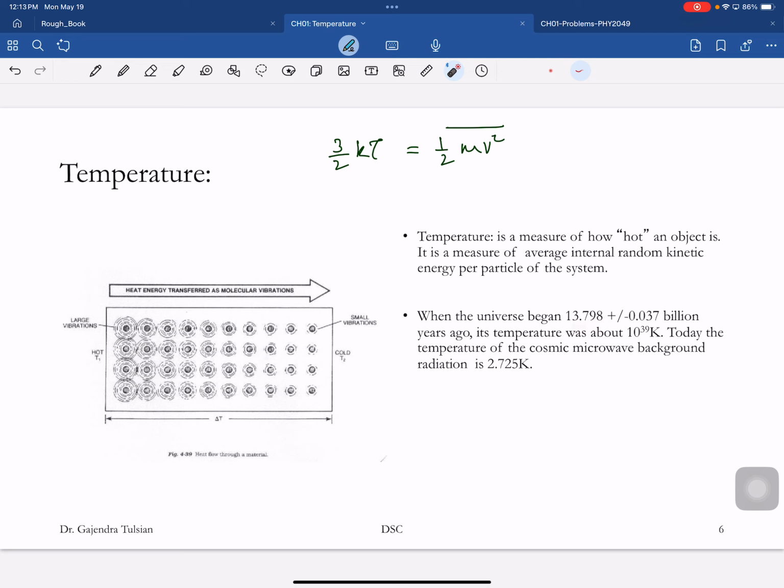By the way, our universe is 13.8 billion years old, and at the Big Bang, the temperature of the universe was 10 to the 39 degrees Kelvin.